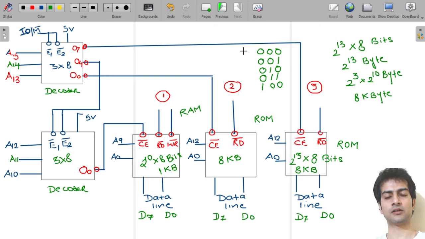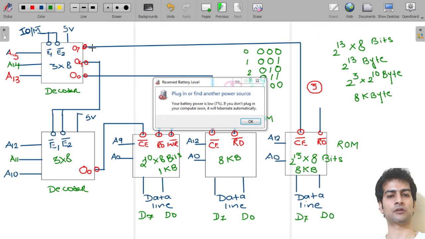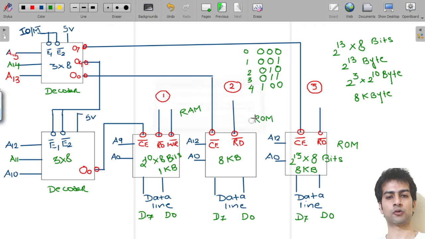See, all this I am writing for your ease of understanding. When we do the question, we will not write all these basic steps; this must be kept in mind only. This is my 0, 1, 2, 3, 4. So to get O4, we require 100 here. Now similarly, this memory will get enabled when O7 is my output.